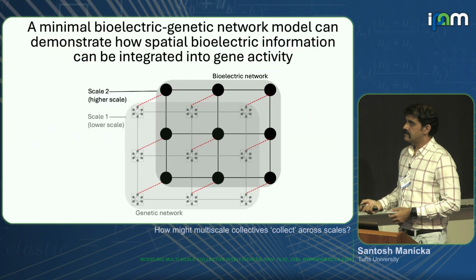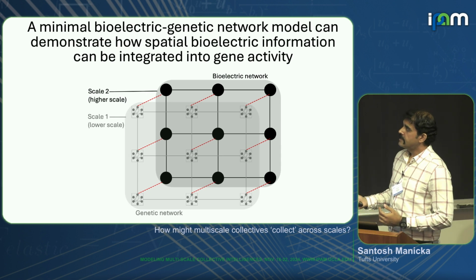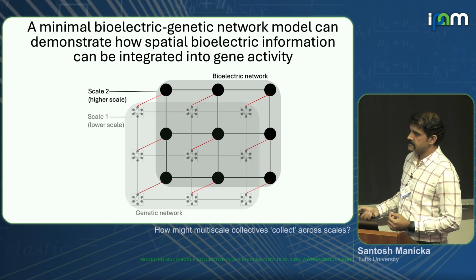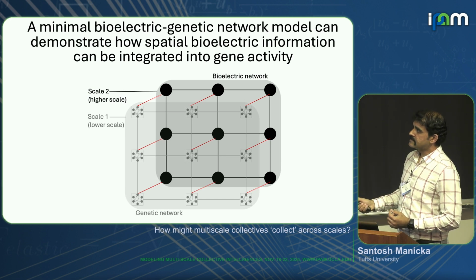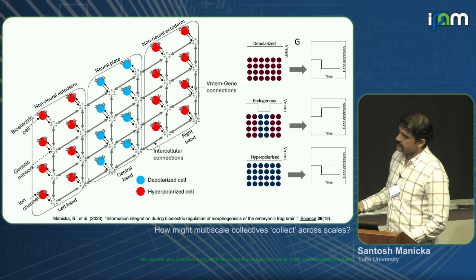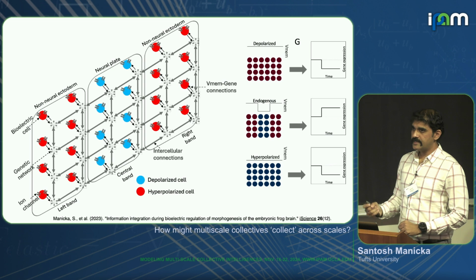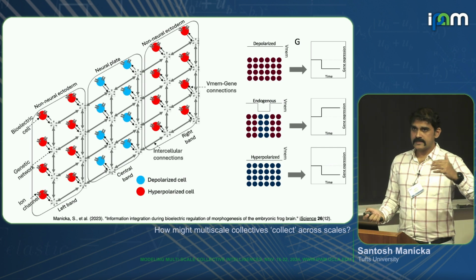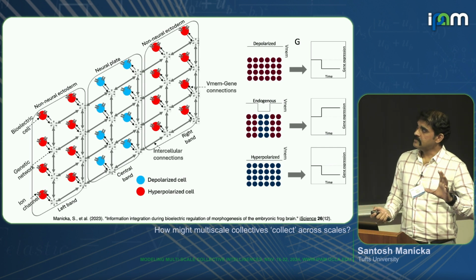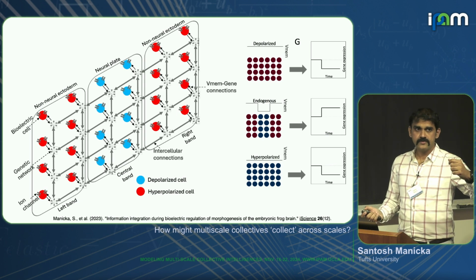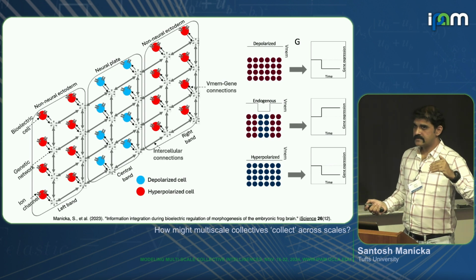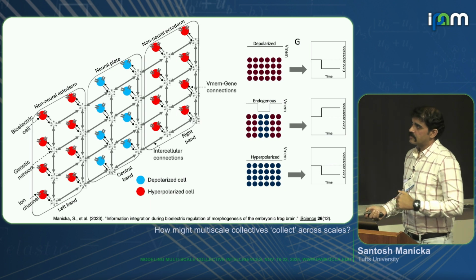And so what we did, again in the spirit of minimal modeling, was design a simple 2-scale model. On one scale, we have this bioelectric network, and on the other scale, we have this genetic network. This shows it in a bit more detail. Every cell in the model has a generic pair of ion channels, a depolarizing channel and a hyperpolarizing channel. The depolarizing channel tends to make the cell more depolarized, pushing the voltages closer to 0. And the hyperpolarizing channel pushes the membrane potential to lower values.